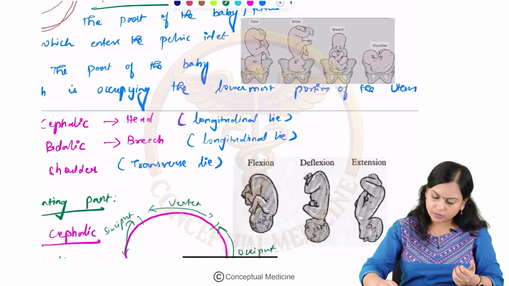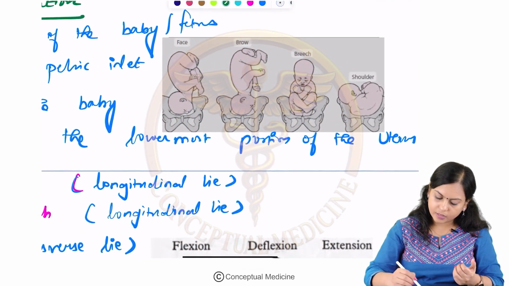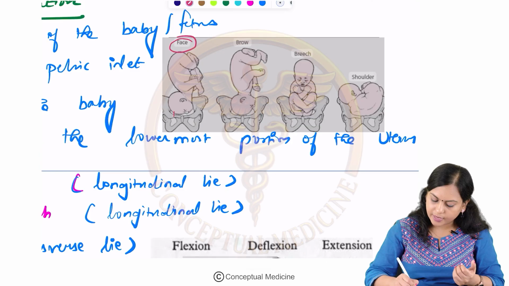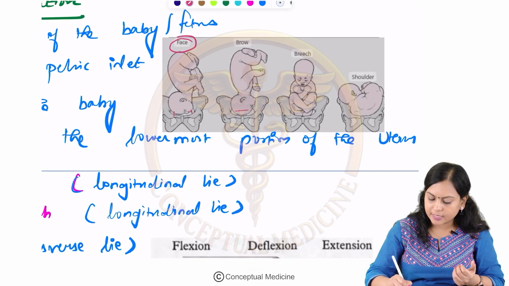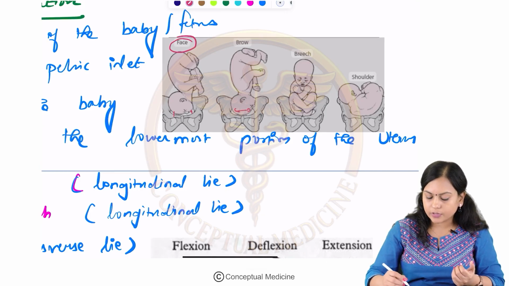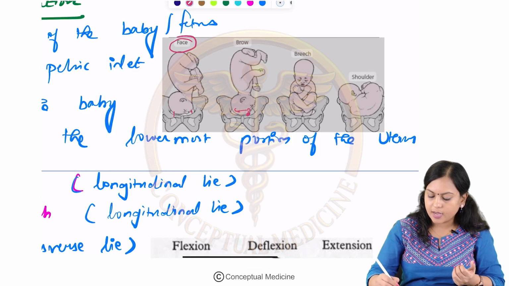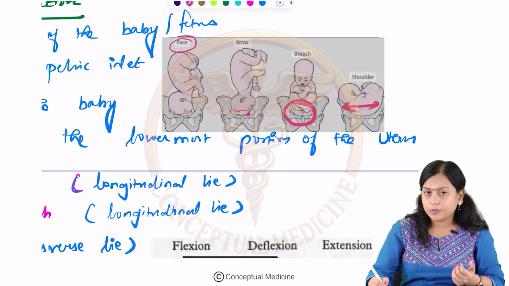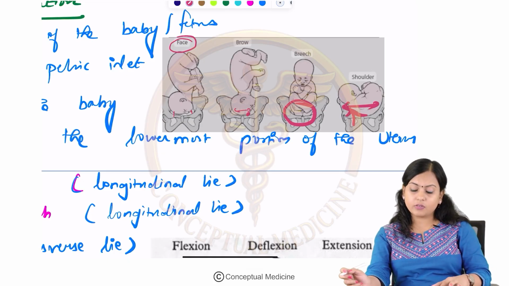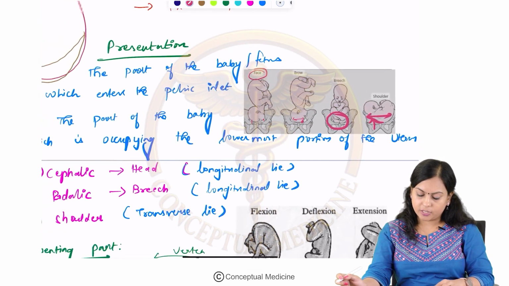So here we are able to see that there is a face presentation. Face is presenting here. And this is a brow presentation. The head is in a deflexed position, and while you are doing a PV examination, you will be able to palpate this region. That is a brow presentation. And this is a breech presentation where the podalic side of the baby is presenting. And in a transverse lie, while doing a per-vaginal examination, you will palpate the shoulder first, right? So it is known as a shoulder presentation.